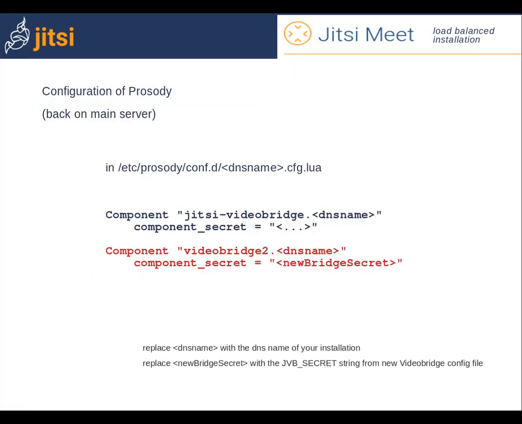Now back on the main server, we have to add a configuration for the new component so that the remote video bridge can register in Prosody. The component secret must be the same as the one in the file /etc/jitsi/videobridge/config on the new video bridge machine.